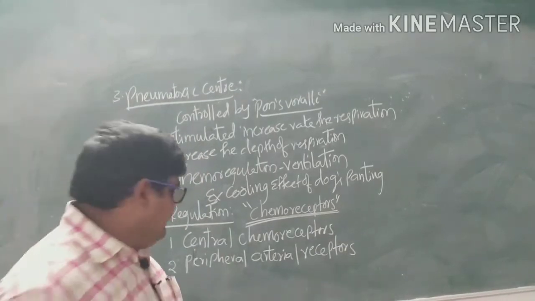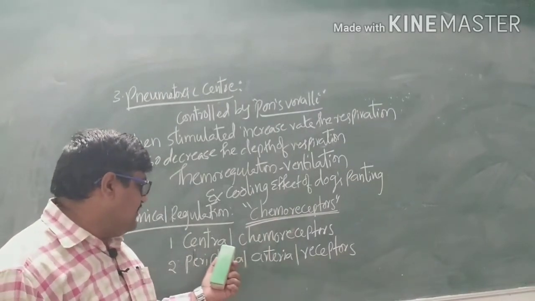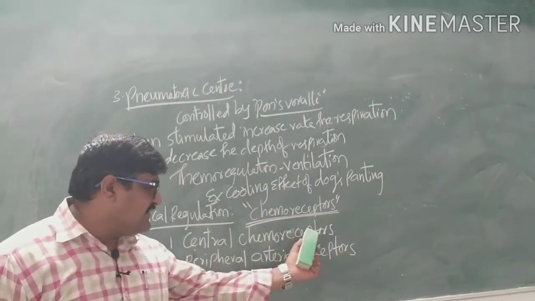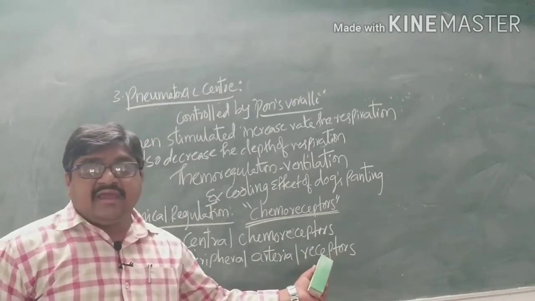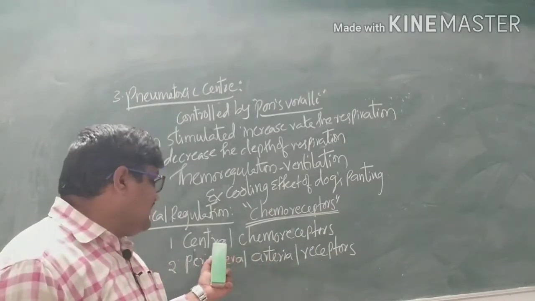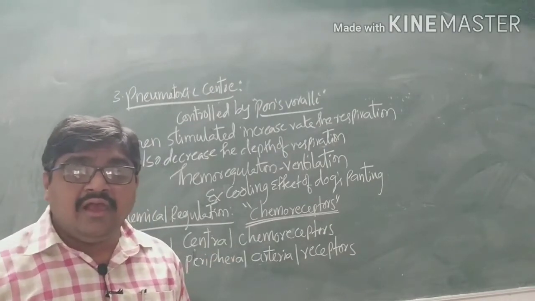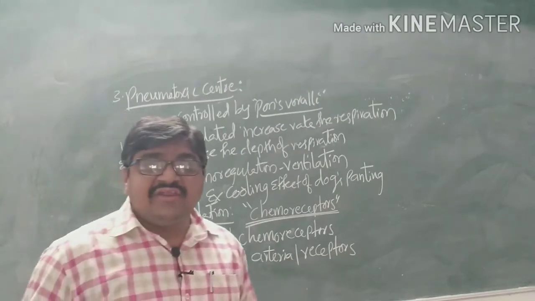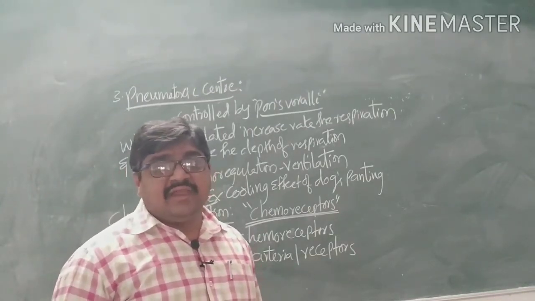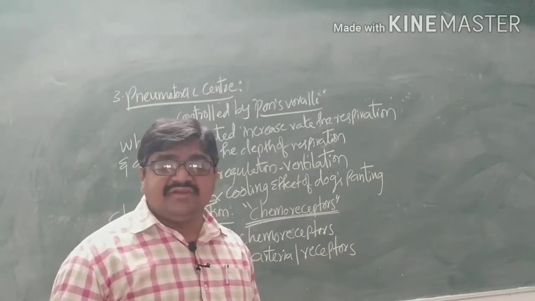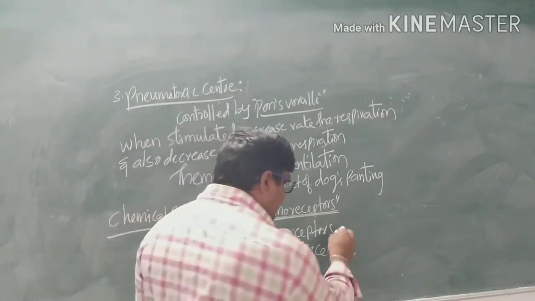So the chemoreceptors are classified into two types. One is the central chemoreceptors and the second one is the peripheral and arterial receptors. Central chemoreceptors are present at the base of the medulla oblongata. That means they are present in the cerebrospinal fluid, where the receptors are mainly present.